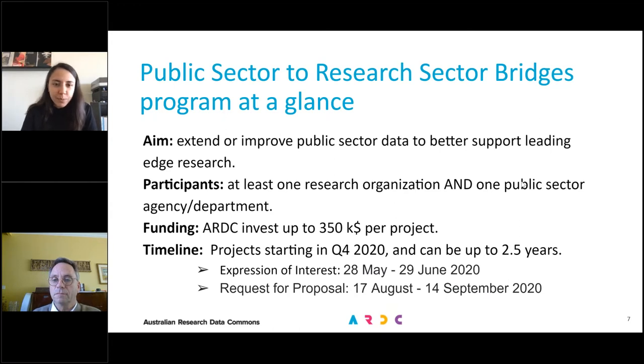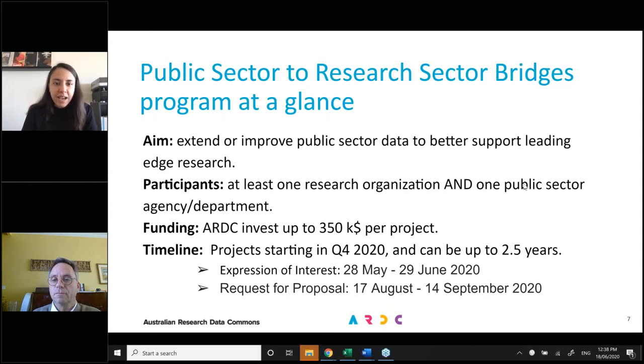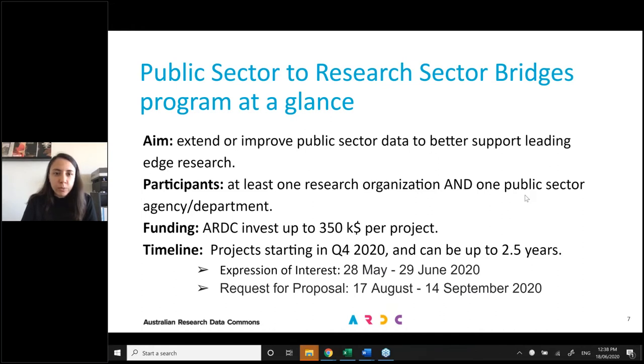So in this program, at a glance, the aim that we have is to extend or improve the public sector data to be able to support leading edge research. For the participants, we encourage collaboration, but we need at least one research organization and one public sector to be involved in this project actively. And for the funding, ARDC will invest up to $350,000 per project. We are estimating that the projects will start in the fourth quarter of this year, and they can be up to 2.5 years.